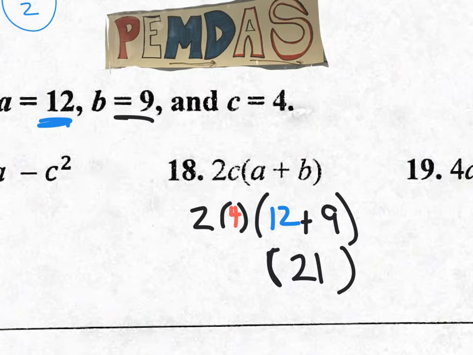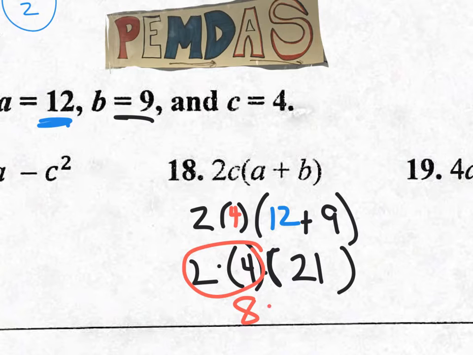And after that, let me rewrite everything so we don't get confused here. We have 2 times 4, and then times 21, because there's multiplication between the 4 and the 21. There's no sign. So we have a bunch of multiplication. Let's just go from left to right. So we have 2 times 4, that's 8. 8 times 21. Let me do some distributive property in my head here. 8 times 20 is 160. 8 times 1 is 8. So 168 would be my answer.